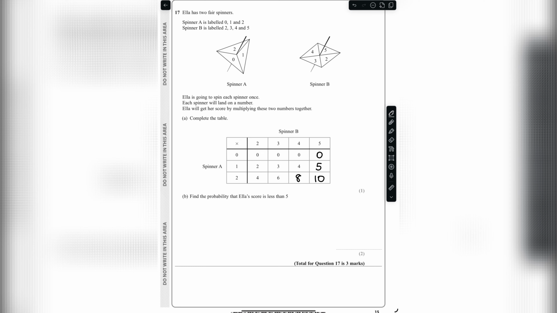And in the final part of this question, we are told to find the probability that Ella's score is less than 5. So there are 12 scores that she obtained, and if we look at all the numbers that are less than 5, we have the first row, we have the first 3 values from the second row, and we have the first value from the third row. So we have 4 plus 3 plus 1 divided by the total number of values in our table, which is 12. And so your final answer is 8 over 12, or 2 over 3.